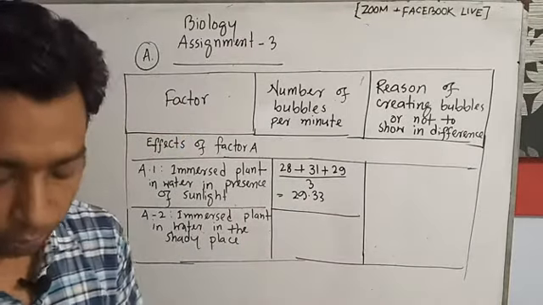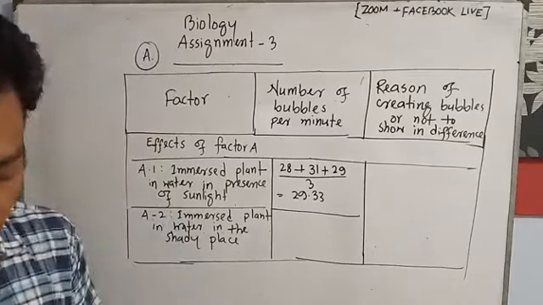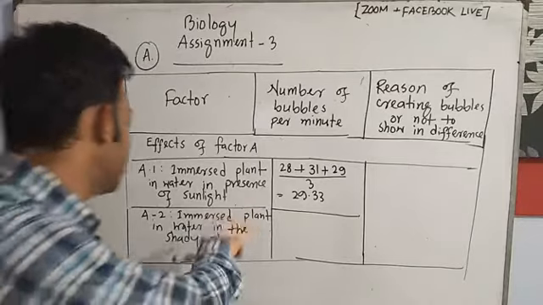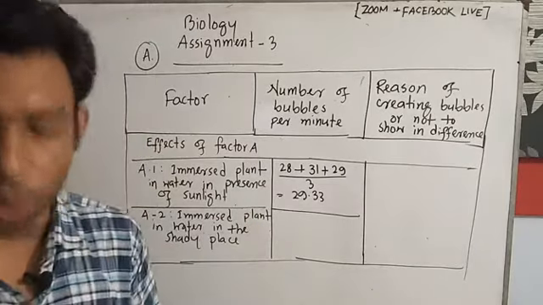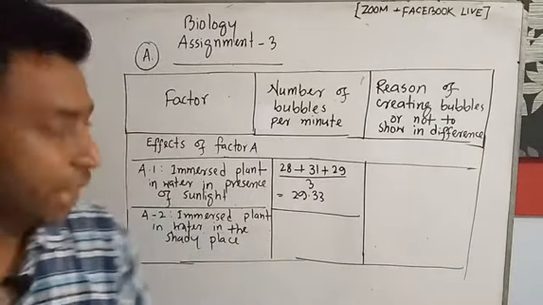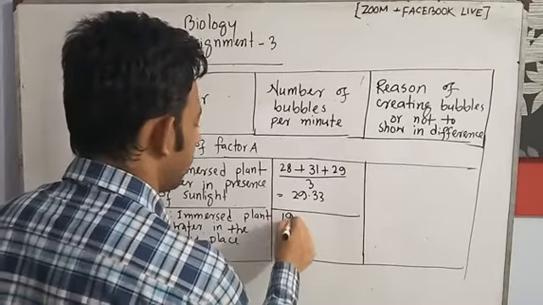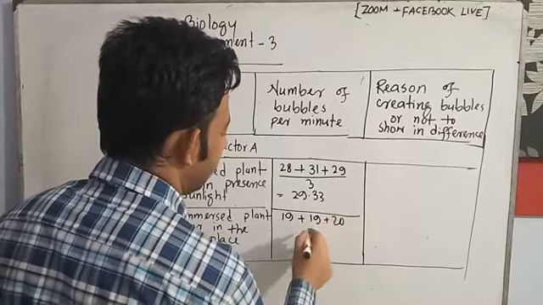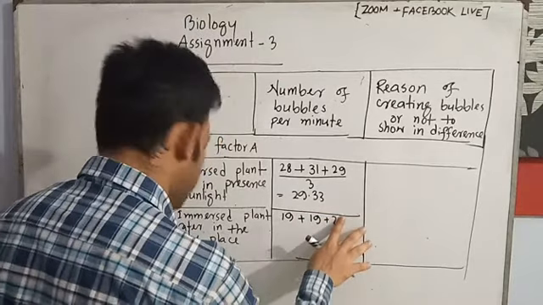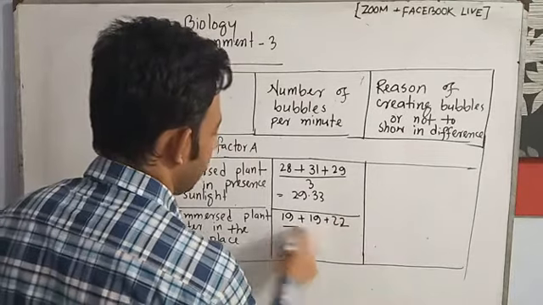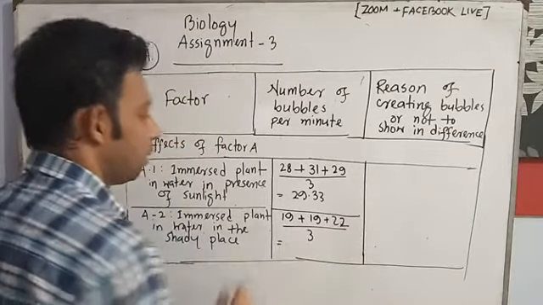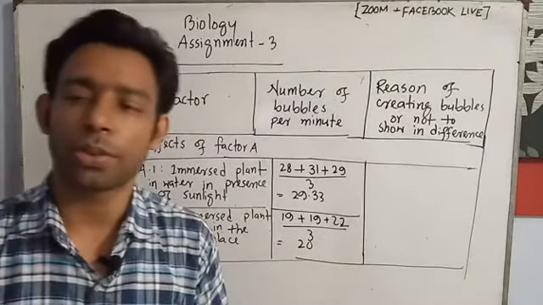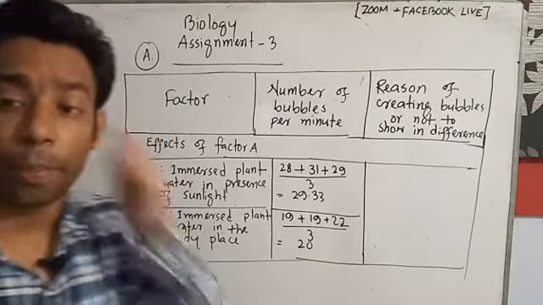It is just for my experimental view that I counted, and I write and keep a photograph, so as to write in there. Immerse plant in water in the shady place. At that time I got the shady place bubble numbers. First one I got 19, second one I got 19, and third one I got 20. Sorry, 22. I got 22. And in general, what do we get? 20. Number of bubbles: 20. First one complete. And it is the answer number A.